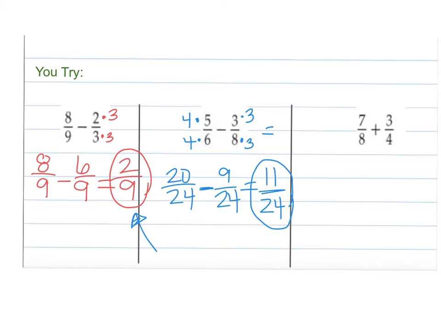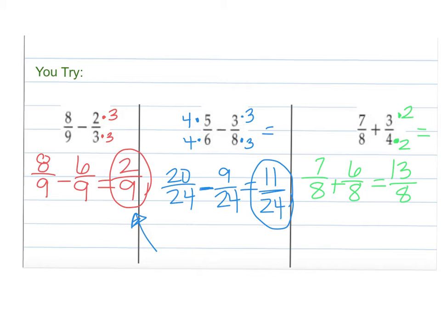And then we have 7/8 plus 3/4. So again, I can see that 4 can go into 8, so I only need to change the second one. We're going to multiply them both by 2. So I rewrite it as 7/8 plus 6/8. 7 plus 6 is 13, and then I keep 8 on the bottom because we keep the denominator the same.